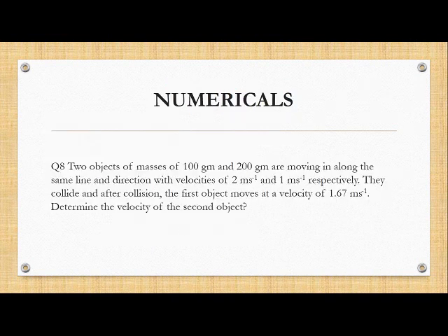I hope you are able to understand how to solve the numerical. Now children, in this numerical, two objects are there of mass m1 and m2, with velocities u1 and u2. Okay, they collide. Then what is the velocity of the second object? That means we have to use the same formula of the law of conservation of momentum.